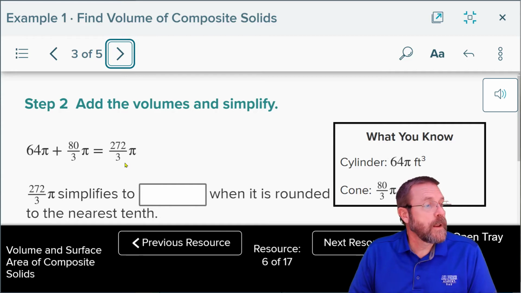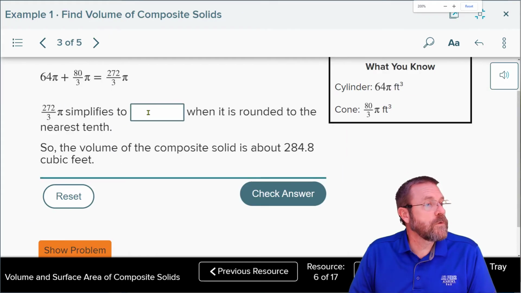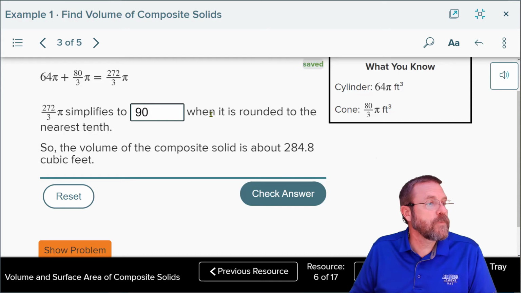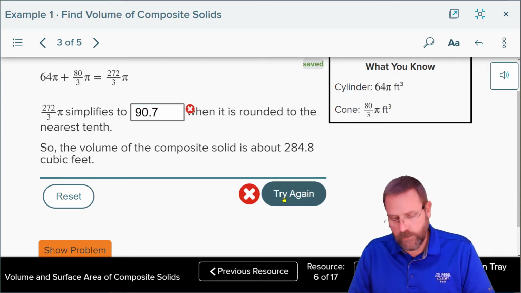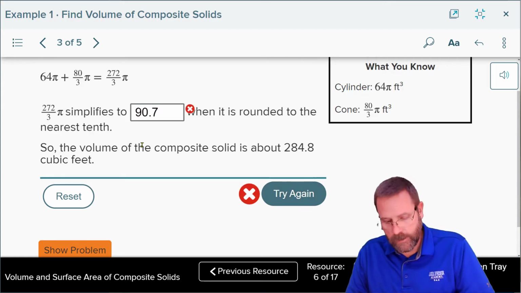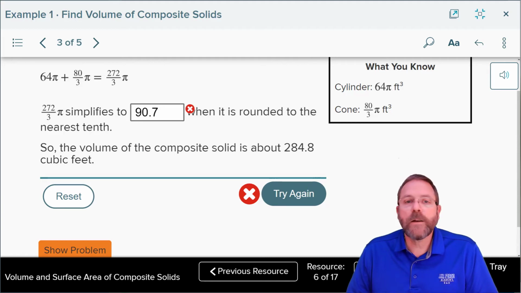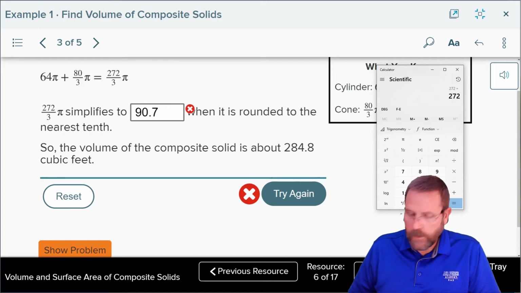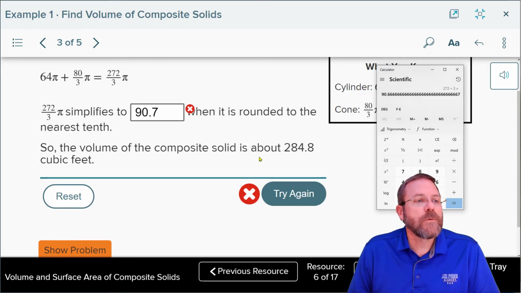You with me? Now we can say that the 272 over 3 is going to simplify into 90 2/3, I believe, if I just did that math in my head right. Rounded to the nearest tenth, that would be 90.7. Let's see if I did it right in my head. I did not do it right in my head. So now we get to actually take a calculator and do it. We've got, find my calculator, 272 divided by 3. That's going to equal 90.6 repeating, which rounded to the nearest tenth is 90.7.